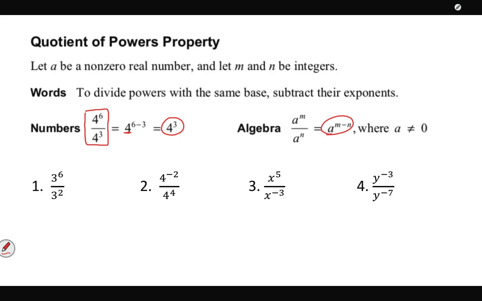So if we look at a couple basic examples. Here, they both have a base of 3, so the base must stay the same. And we take 6 minus 2, so that's 3 to the 4th power.